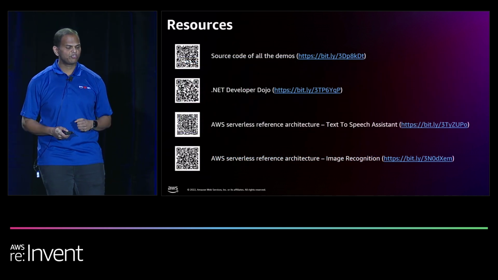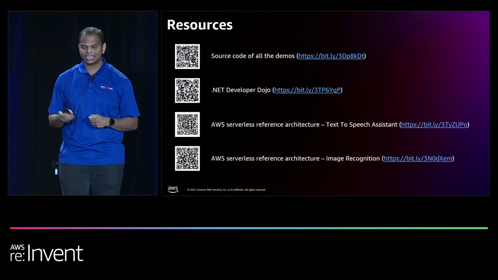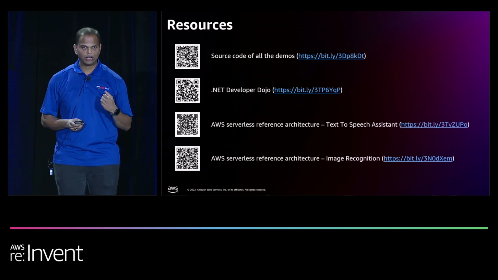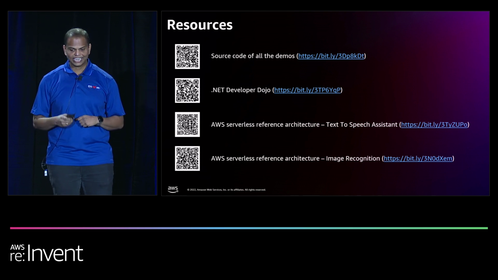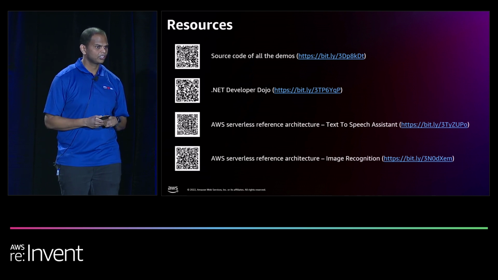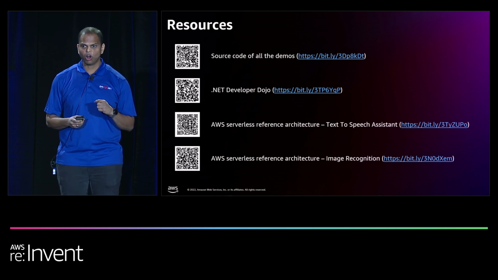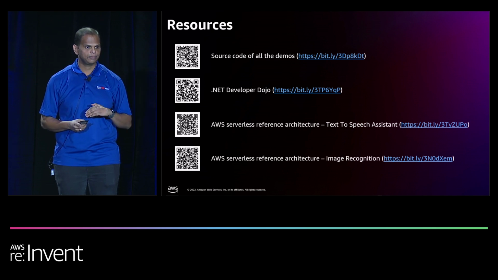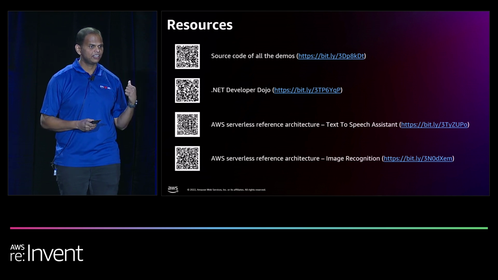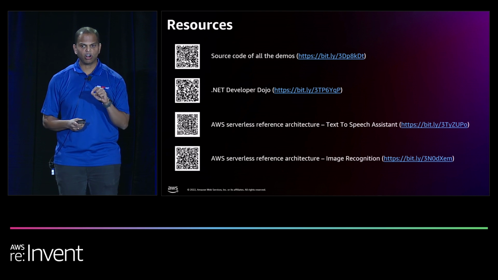With that, I leave you with a few resources. All the code snippets that Alex has shown today are available on GitHub. The second is .NET Developer Dojo. It's a workshop for .NET developers who are getting started with AWS, and it takes you through a journey step by step. Chapter 7 in it focuses on AI/ML for .NET on AWS.